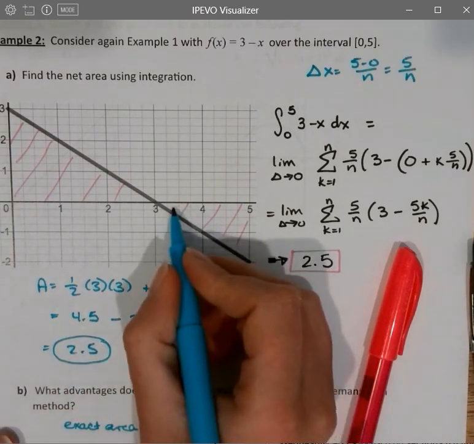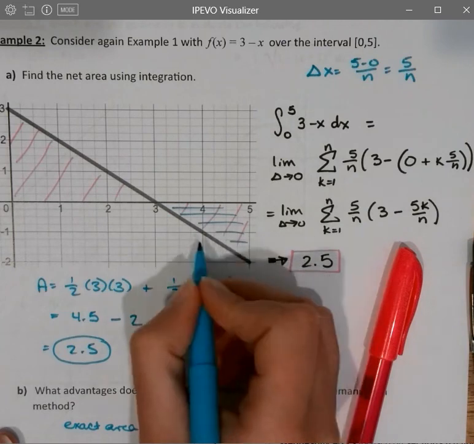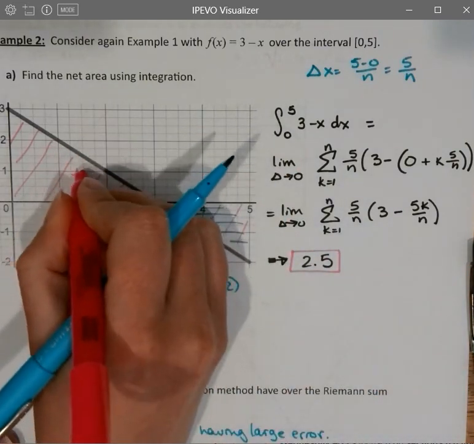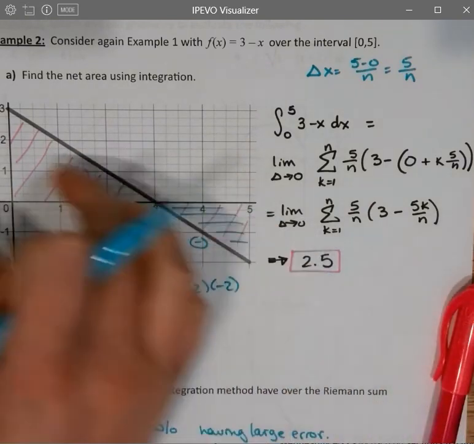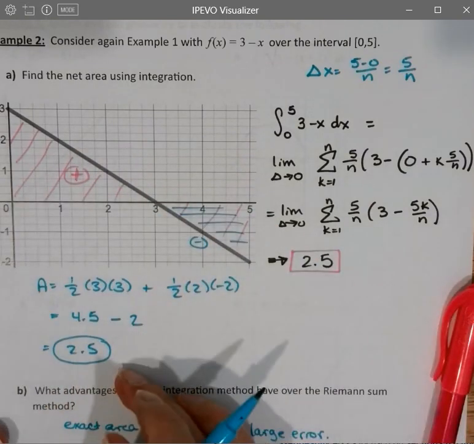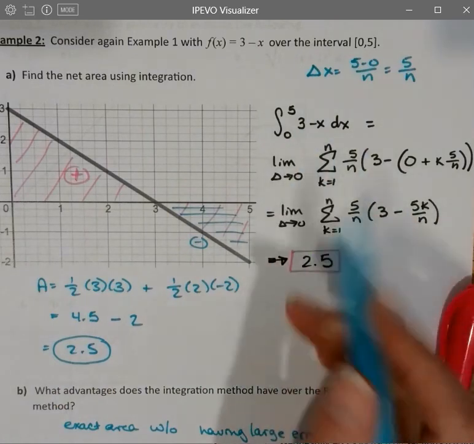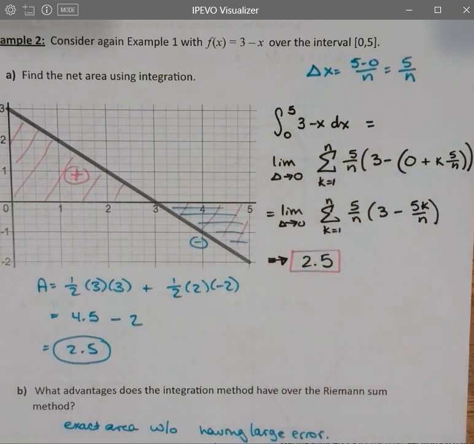Keep in mind that this portion down here is negative, whereas the portion up here was positive, and so that's why we're getting that cancellation and getting the 2.5 for the net area. Okay, so we are seeing a few different methods here so far of computing it.